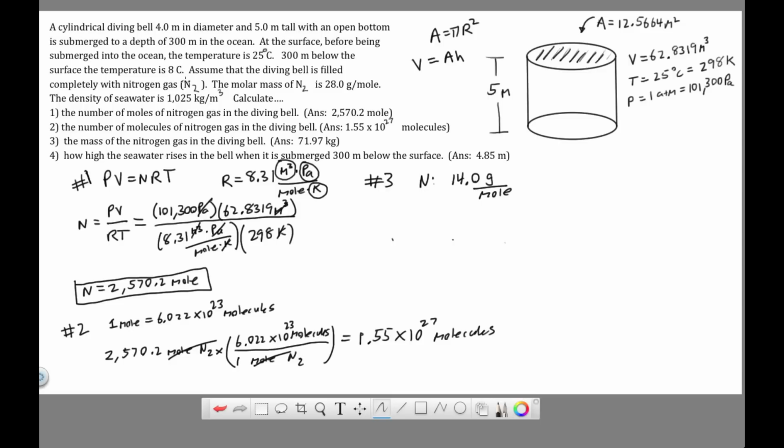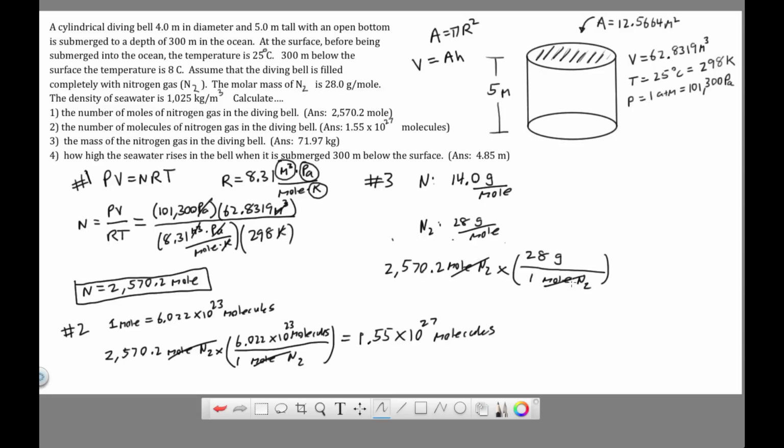But nitrogen gas exists in nature as N2, so the molar mass for N2 is going to be double that, 28 grams per mole. So that's going to be our conversion. So we know that we have 2,570.2 moles of N2. So you set this up so moles cancel. 1 mole of N2 has a mass of 28 grams.